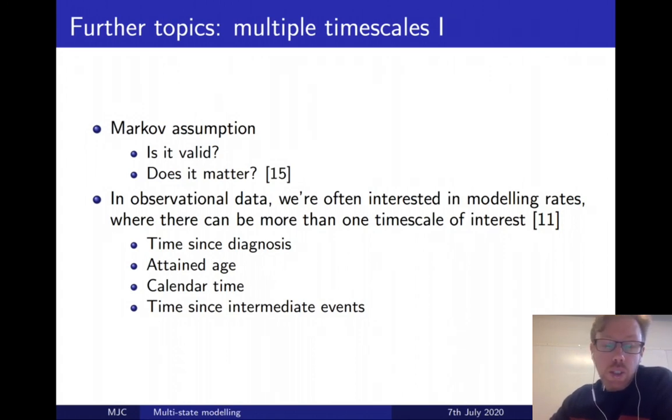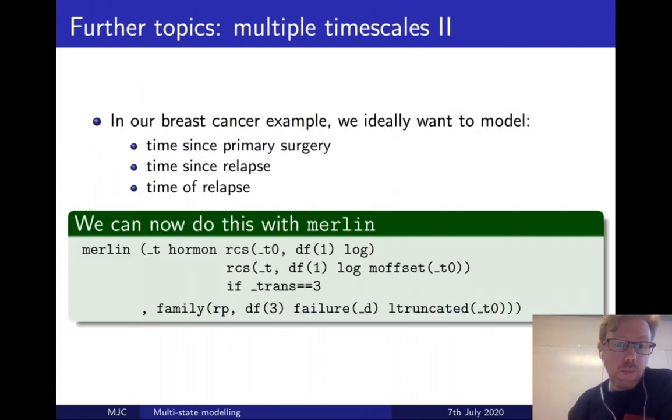Now, of course, if we're interested in modeling, and in particular in observational data, we're often interested in modeling rates, where there can be more than one timescale of interest. This Markov assumption starts to break down. We could be interested in modeling time since diagnosis, attained age, calendar time, time since intermediate events. All of these things can be clinically interesting and useful to quantify disease processes over time. Now, modeling such a multiple timescale survival model is not a simple thing.